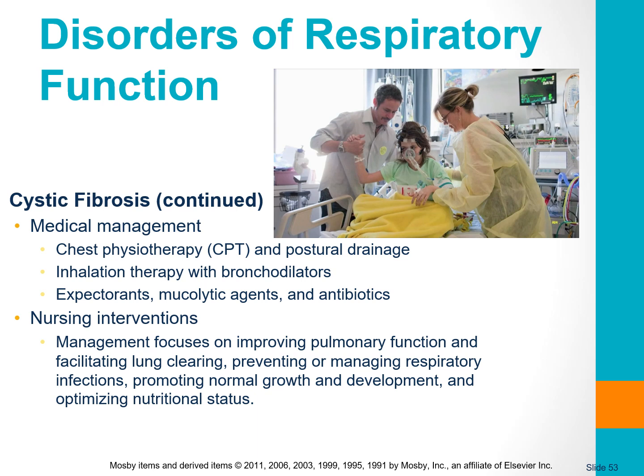How do we diagnose it? Typically with genetic and blood tests. They're going to do pulmonary function tests to determine the lung status. These kids often have frequent hospitalizations, so nursing interventions are going to focus primarily on improving pulmonary function and facilitating lung clearing, managing respiratory infections, and then promoting normal growth and development as we can. So airway clearance, and then another common treatment is inhaled antibiotics or tobramycin.